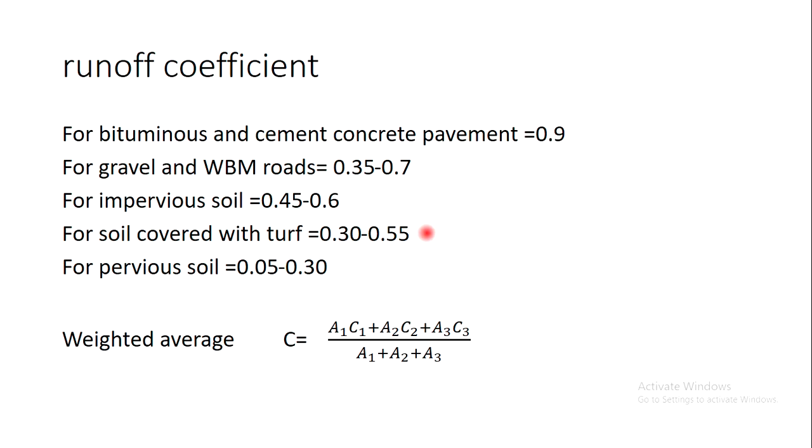When the drainage area AD consists of several types of surfaces having different runoff coefficients, then the weighted average value is to be taken in the calculation of runoff. The weighted average is taken by using the formula C = (A1C1 + A2C2 + A3C3) / (A1 + A2 + A3), where C1, C2, C3 are the runoff coefficients of the corresponding surfaces and A1, A2, A3 are the respective areas.